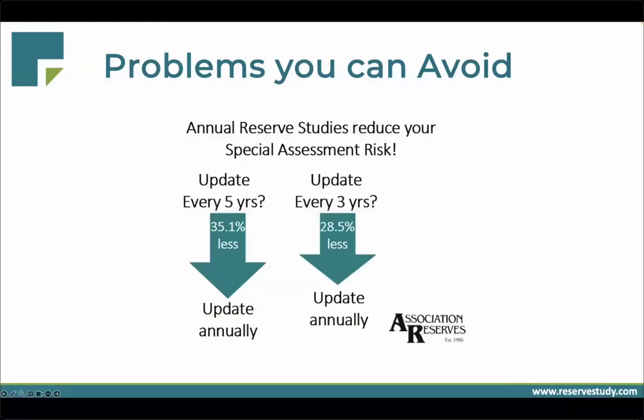And to prove this point, in a review of 19,000 of our most recently completed reserve studies, we found that special assessments, which is an easy to measure event, dropped by 35% when an association updated their reserve study more frequently than every fifth year. In addition, special assessments dropped by 28% when the organization updated their reserve study more frequently than every third year. So updating your reserve study will give you the most accurate information and then reduce special assessment risk.